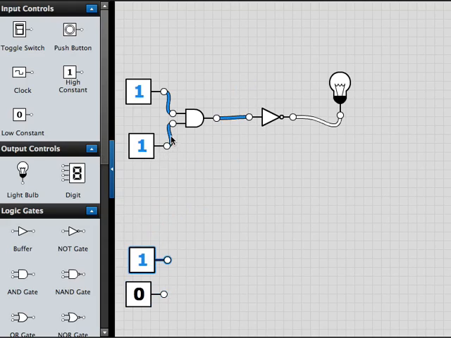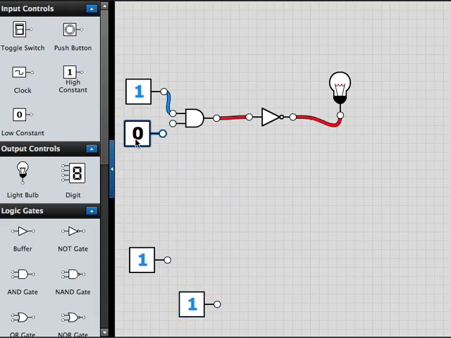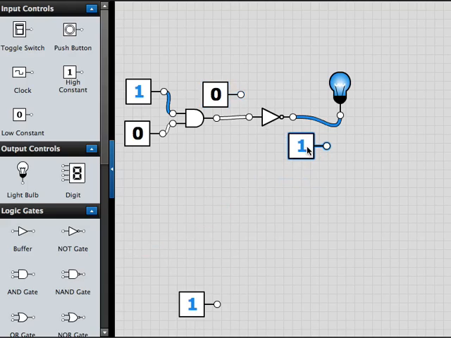Now, I'm going to remove one of the inputs from the AND gate, and I'm going to replace it with another one, but the value being 0. Now notice that the light bulb has gone on. I'm just going to get rid of that. Yep, light bulb is off. I make that an input to the AND gate, and the light bulb, or the output, comes on. That's because we have an input of 1 and 0 to the AND gate, which produces an output of 0 at the AND gate, which feeds into the NOT gate, of course, producing an output of 1.